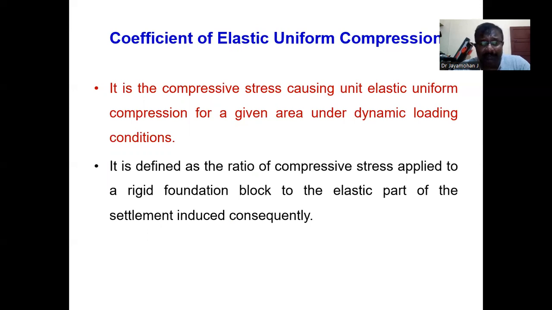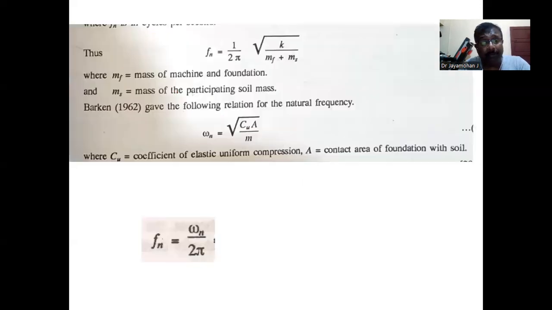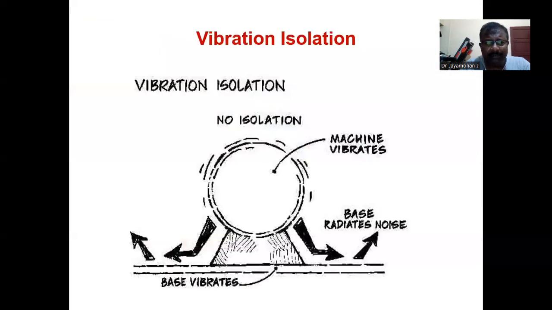So mathematically, it is defined as the ratio of compressive stress to the elastic part of settlement. When we apply a compressive stress, soil compresses; some of the settlement will be elastic, and the remaining part will be plastic. So the compressive stress applied to the elastic part of settlement, we call it the coefficient of elastic uniform compression. So this is the equation for natural frequency again.